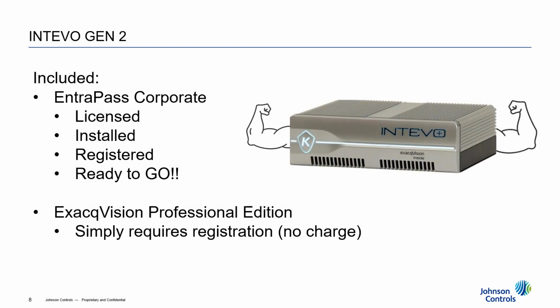Included in the INTEVO, when you buy an INTEVO, you don't have to go pick an access control software. You don't have to go pick a video platform. You don't have to go pick anything. It comes already included with Entrapass. It's licensed, it's installed, it's registered, and it's ready to go. Okay? What does that mean? The INTEVO does come with Corporate Edition, as you guys are familiar or aware of. It does give you the ability of having 2 remote connections and a web connection, but it comes registered.